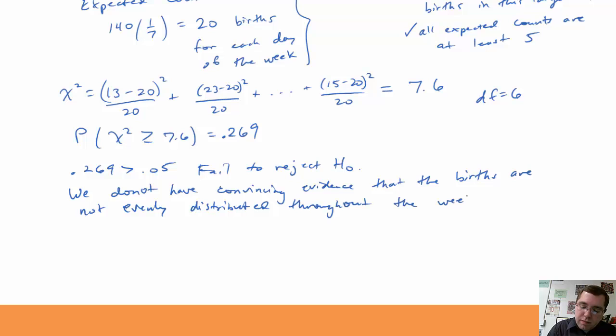Now, it may sound like it's a double negative, that we do not have convincing evidence that the births are not evenly distributed throughout the week. But those negatives are not canceling out and saying that we do have convincing evidence that the births are evenly distributed. That would be accepting the null hypothesis, which we do not do. So these are not canceling out. We do not have convincing evidence to say that the births are not evenly distributed throughout the week. So that's a goodness of fit test.